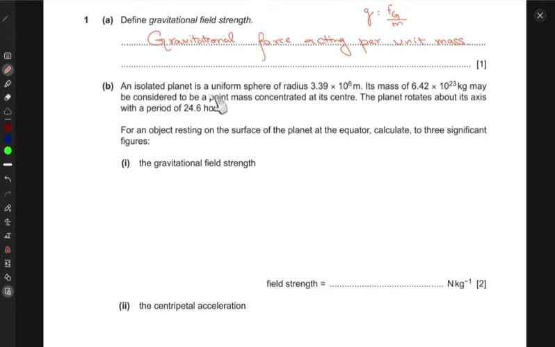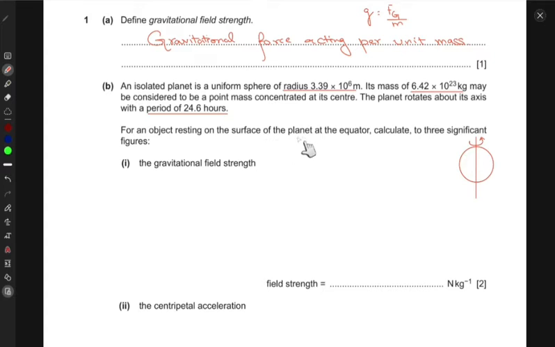Next, we have an isolated planet, a uniform sphere of radius. So the radius is specified. Its mass of this many kilograms is also specified, and it may be considered to be a point mass concentrated at its center. The planet rotates about its axis with a period of 24.6 hours. So this is my planet, and this is some axis about which it is performing some rotation, and the time that it takes to complete one rotation is 24.6 hours.